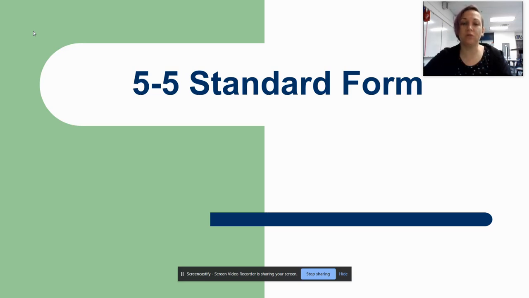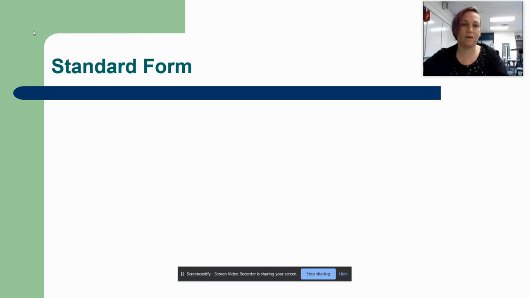Standard form will be similar to our point-slope and slope-intercept forms, in that it will be an equation that contains the letters y and x and some other numbers. Before we can write something in standard form, we have to know what standard form looks like. Standard form looks like this. AX plus BY equals C.